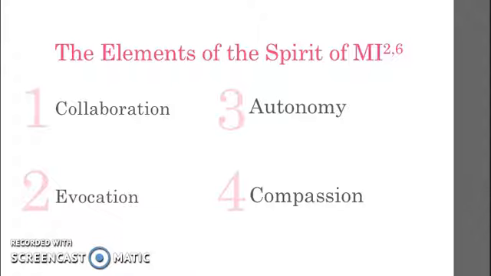The third is autonomy. Emphasizing the autonomy of the client ensures that the client is empowered and responsible for his or her actions. The fourth is compassion. Practicing compassion in the process can be done by listening with empathy rather than sympathy and showing respect and understanding towards your client.